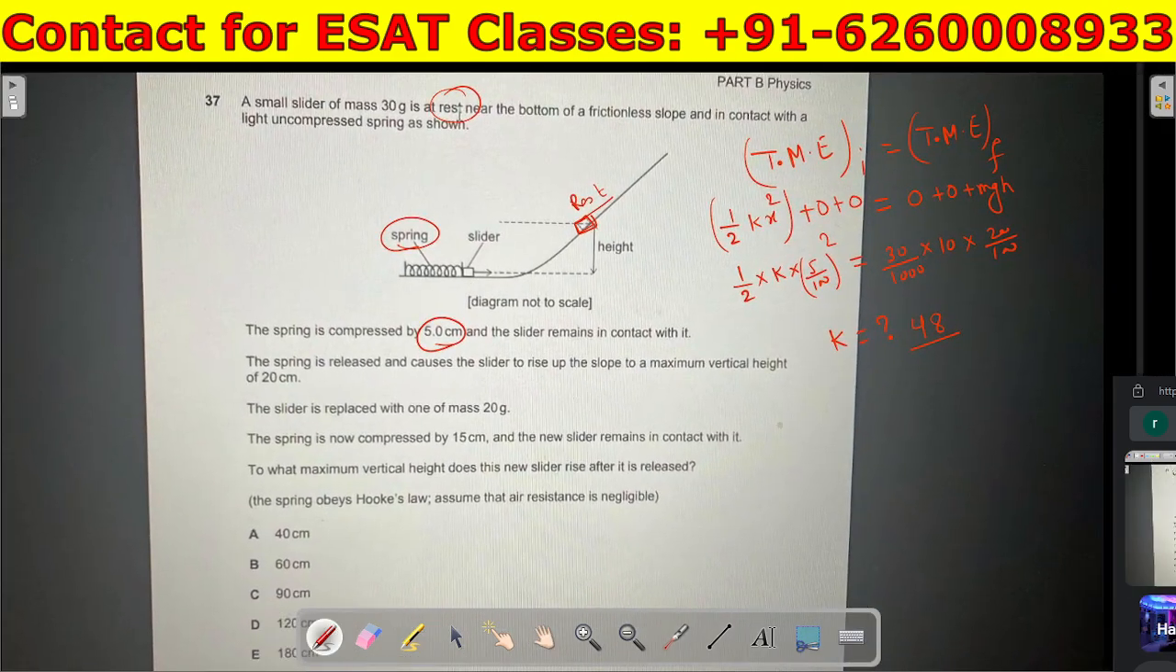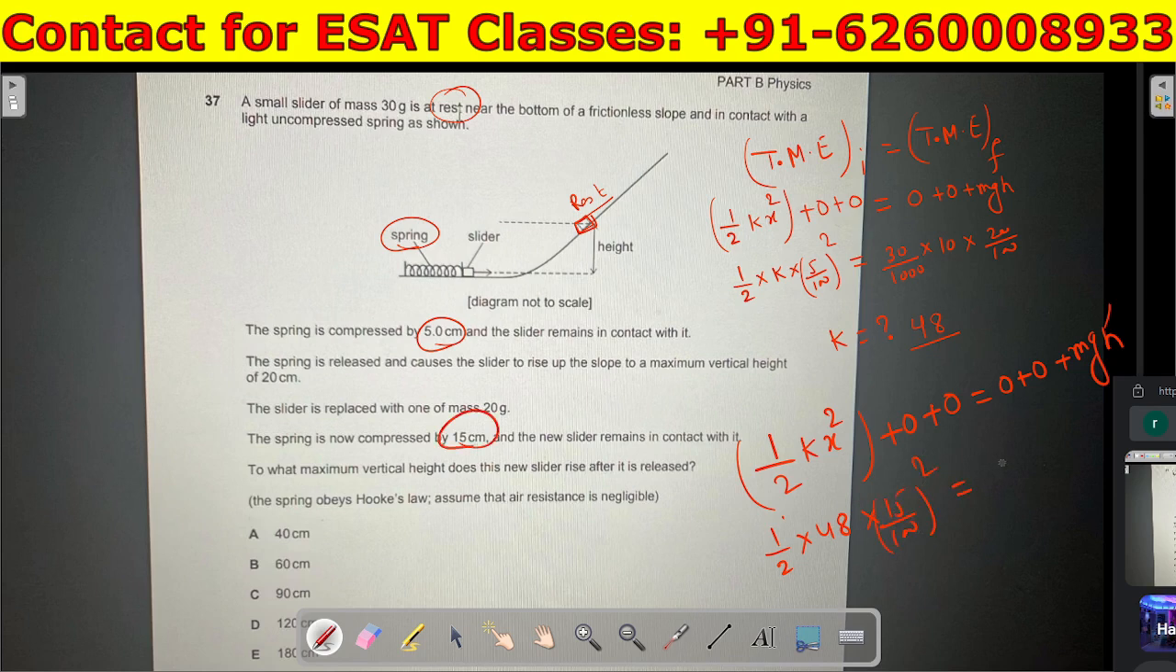In the second case I should have half kx square, that is the compression. Gravitational potential energy will be 0, kinetic energy will be 0. At the final point I will have spring energy 0, kinetic energy again 0, and now I will have mgh dash, that's the maximum height. So now you have k and x: half, k is 48, x is now 15 centimeter, so 15 upon 100 whole square, equal to mass, now 20 upon 1000, g is 10, and this is h dash. Please find h dash from here.